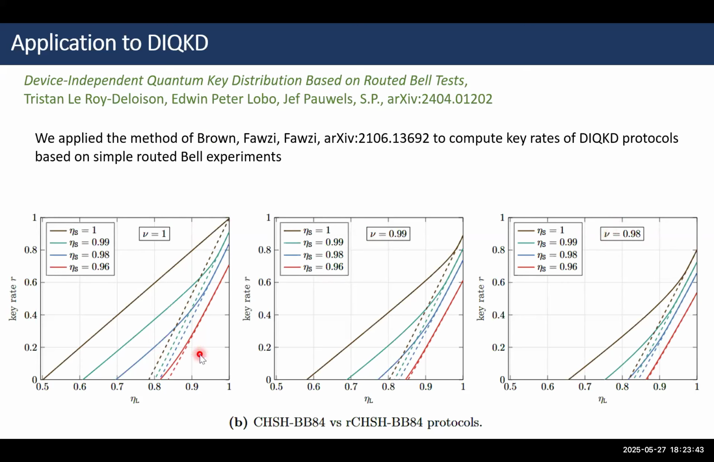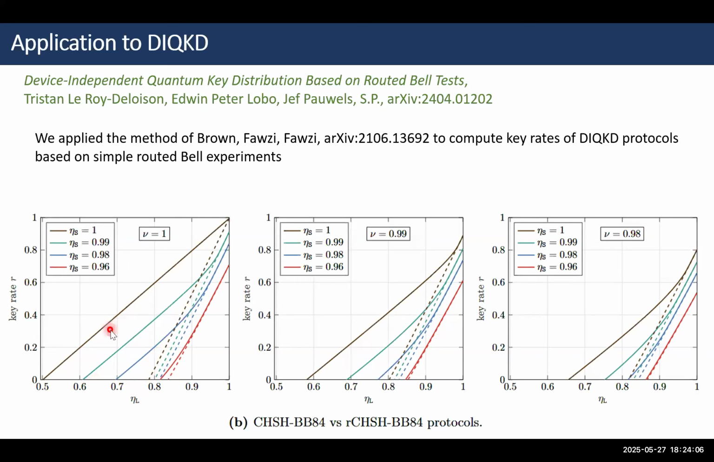And then, we can fix all these parameters and plot the key rate. The solid lines are what you get in a routable Bell experiment, and the dotted line is what you get in a standard Bell experiment. And you see that we improve the situation.